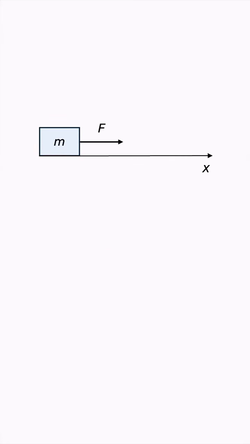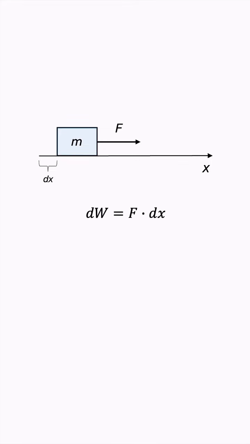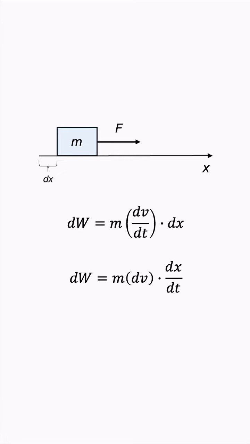Say the block is moving along the x-axis, and this constant force moves it an incremental distance dx. Then the infinitely small work done, dW, is equal to F times dx. Again, F equals ma, but this time a is dv by dt, because the increase in velocity is very incremental. Similarly, we can take the dt and combine it with the dx, and dx by dt will give us the velocity. So we have dW equals m dv times v, or mv times dv.